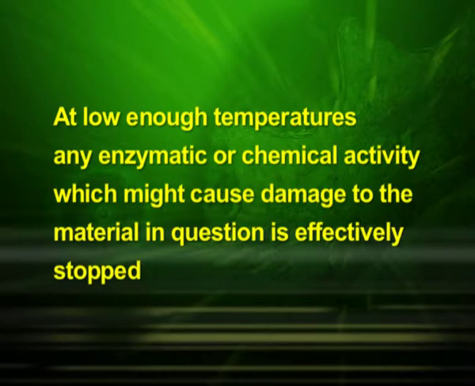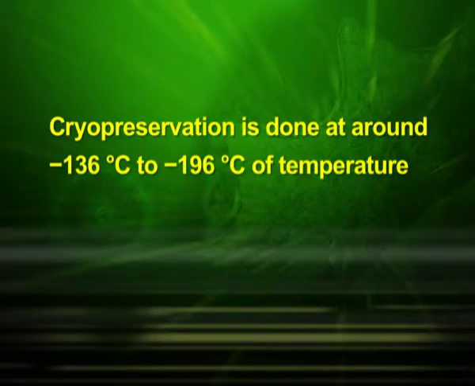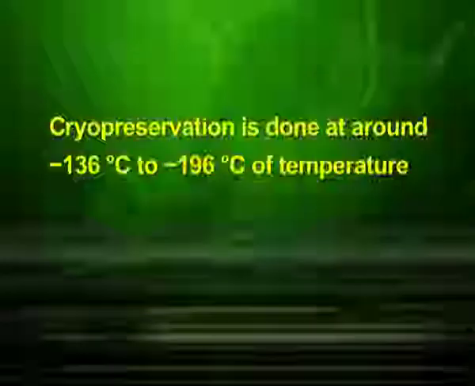At low enough temperatures, any enzymatic or chemical activity which might cause damage to the material in question is effectively stopped. Cryopreservation is done at around -136 degrees centigrade to -196 degrees centigrade of temperature. The preserved substances through this process are used afterwards whenever required.